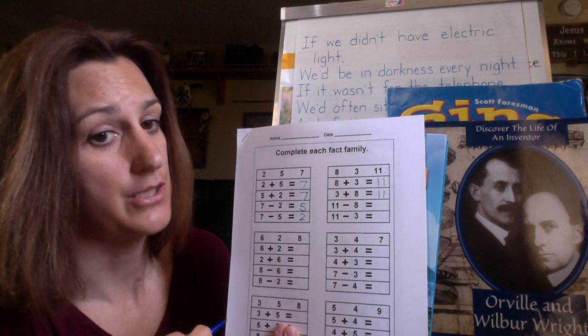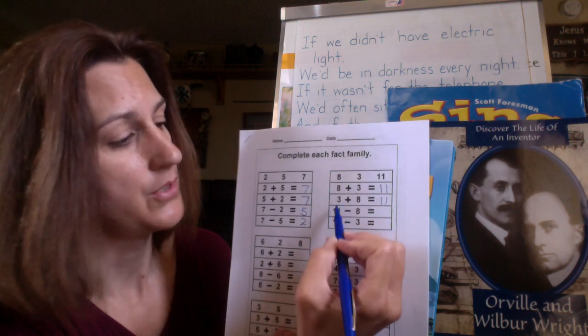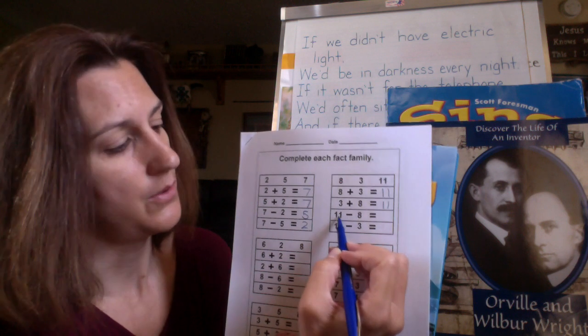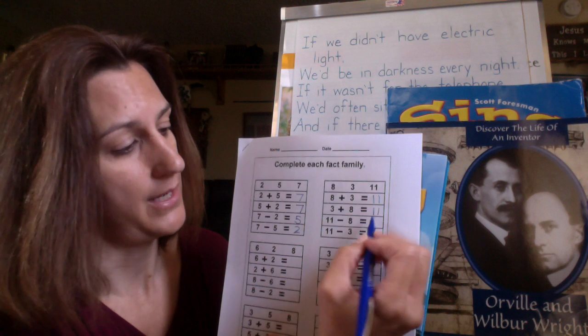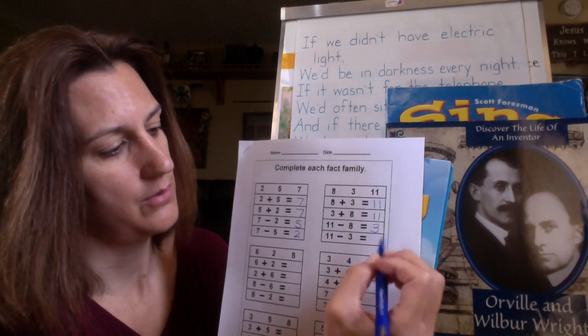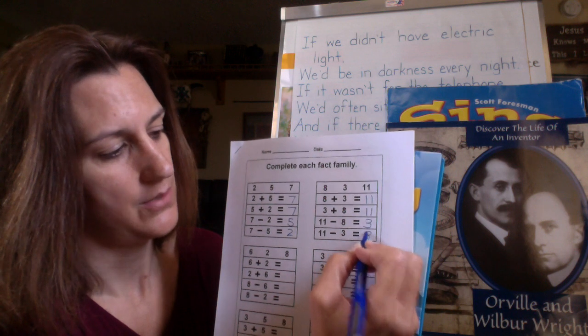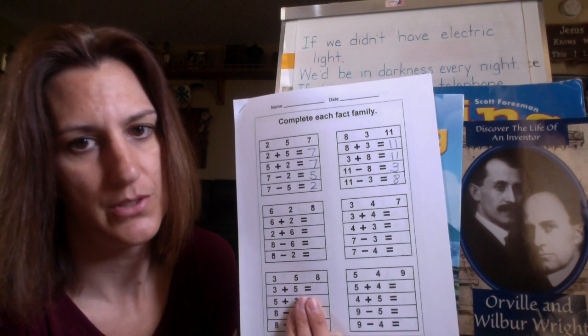To get my subtraction problems, remember 11 is my biggest number in my whole, so it has to be the one I start with. So 11 minus 8 equals what? 3. And 11 minus 3 equals 8. So I get my answer by just reading my addition problems backwards.